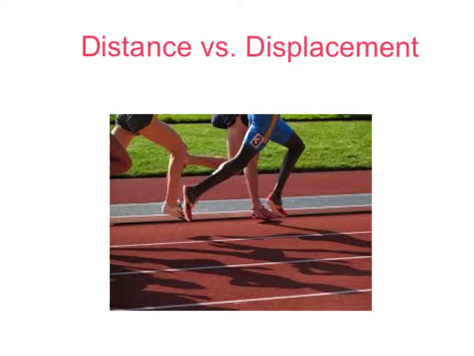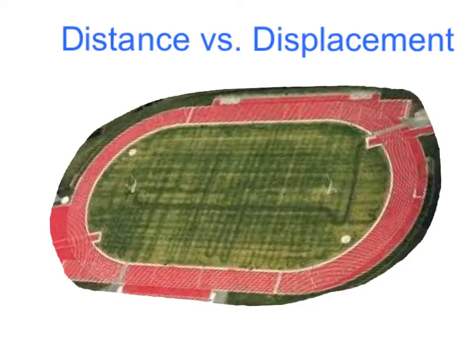So here you are, you're on a track, and you're going for a run. As you run around the track, the distance that you traveled is how far you've gone from where you started. So when you run all the way around the track once, you've run a distance of 400 meters.